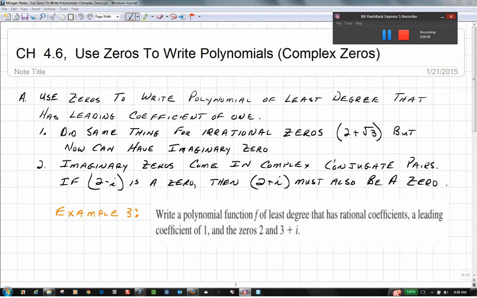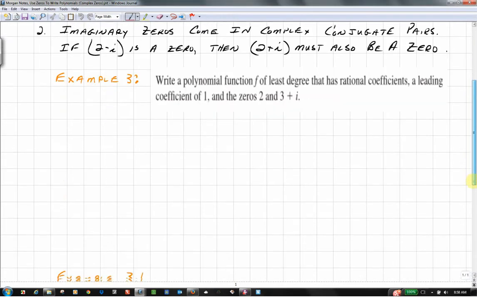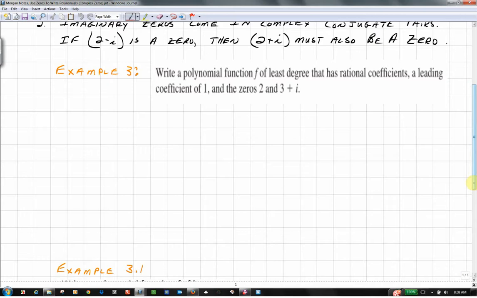Once again, these are all going to have a comment that says something about a polynomial of least degree that has rational coefficients and a leading coefficient of 1. That means the a in my polynomial would always be 1. We'll change that a little bit in a later section, but let's go ahead and do this. An example: write a polynomial function of least degree that has rational coefficients, a leading coefficient of 1, and the zeros 2 and 3 plus i.